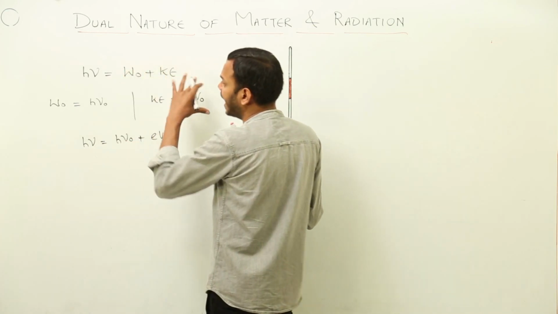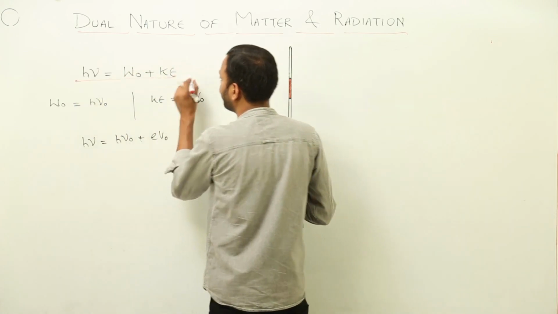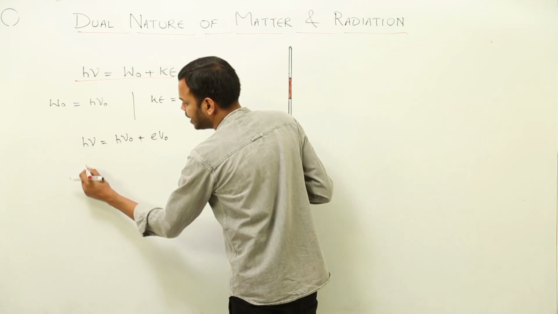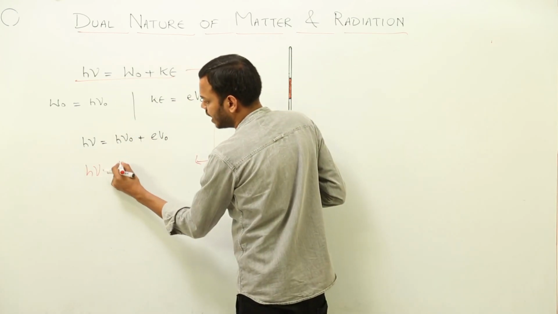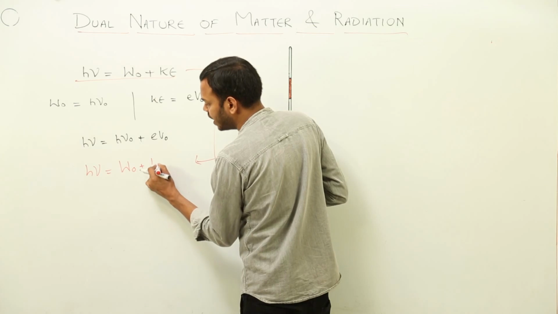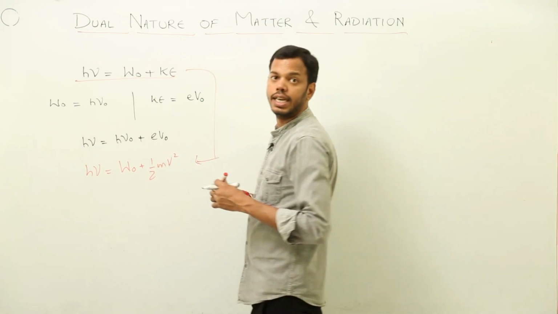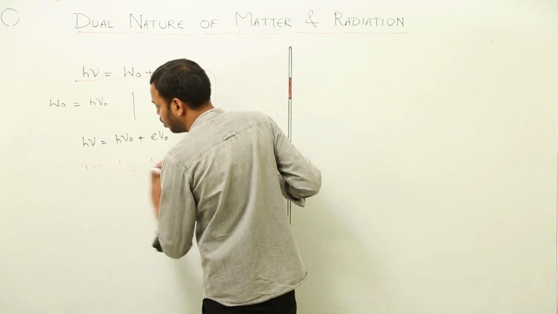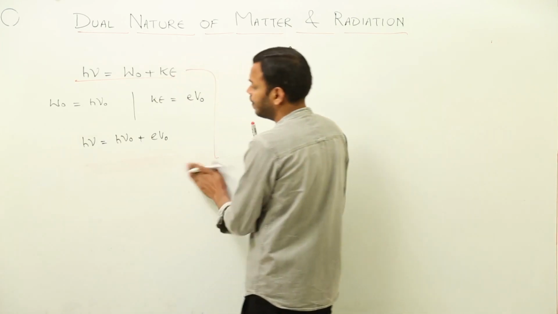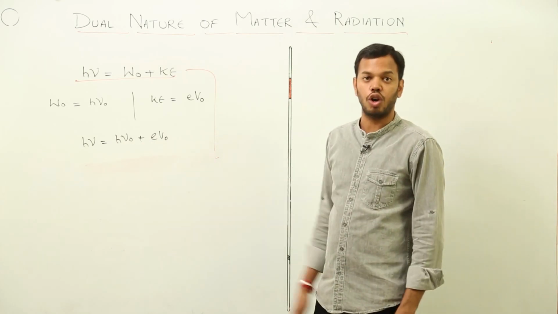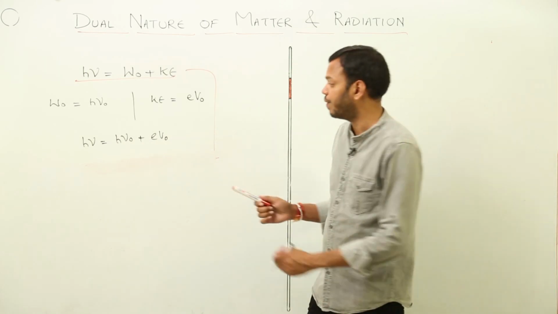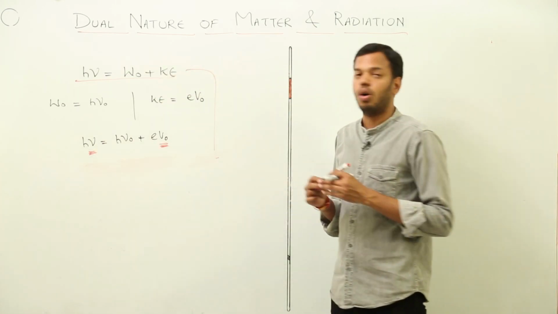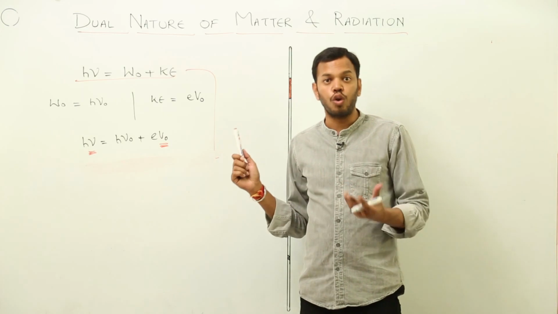You can also write this equation in any form you like. For example, I can rewrite the above equation as h nu is equal to W naught plus half mv square. Yes, I can do that because that's kinetic energy. It's my way of writing it. All these equations are correct, but the most important one is h nu is equal to h nu naught plus eV naught, because this gives you a direct relation between stopping potential and incoming radiation frequency.